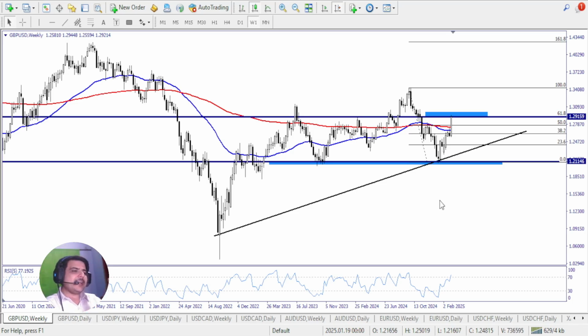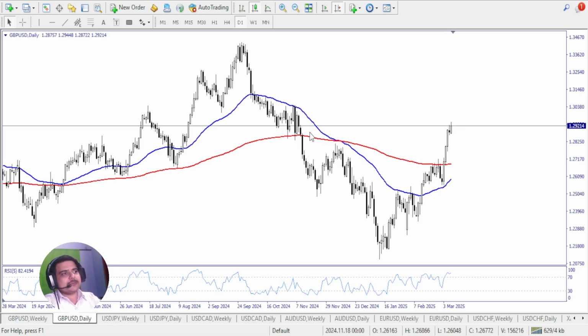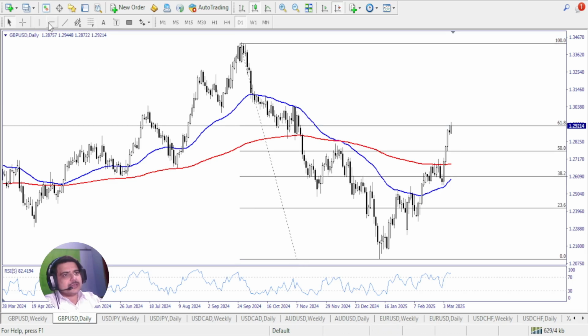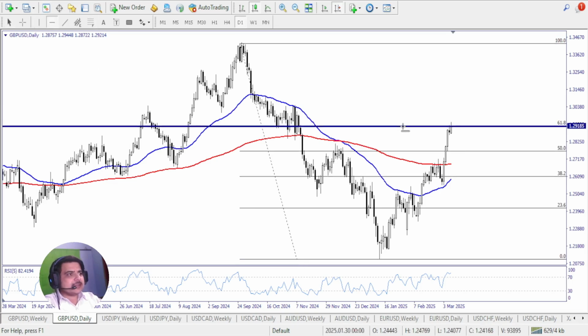Now I have identified a trend line. Now the levels are there. What's next? Let's have a look at the daily time frame. On a daily time frame, what I'm going to do is again trying to draw it like this, and we see 1.29185 as the 61.8% retracement of this impulsive wave.